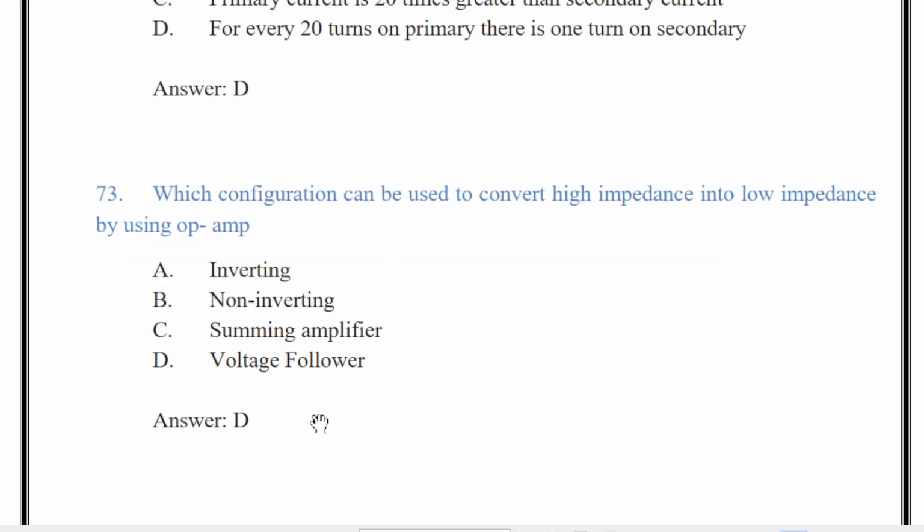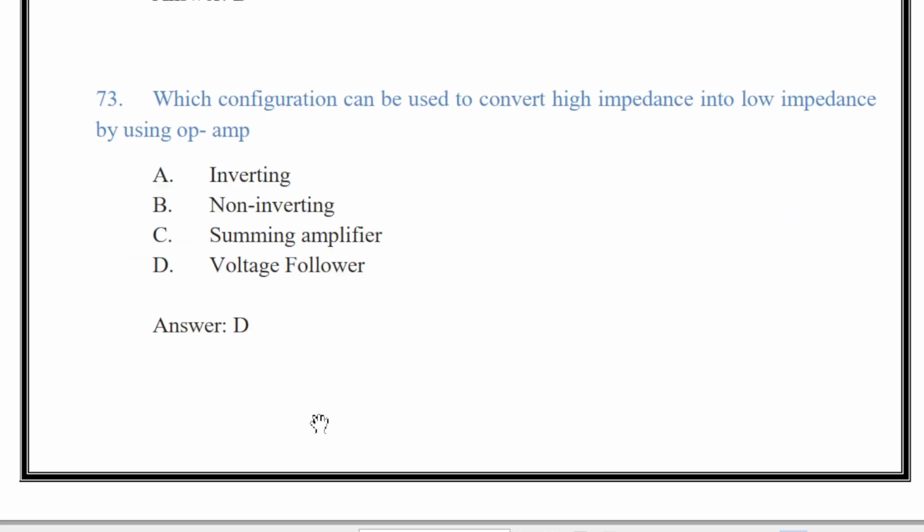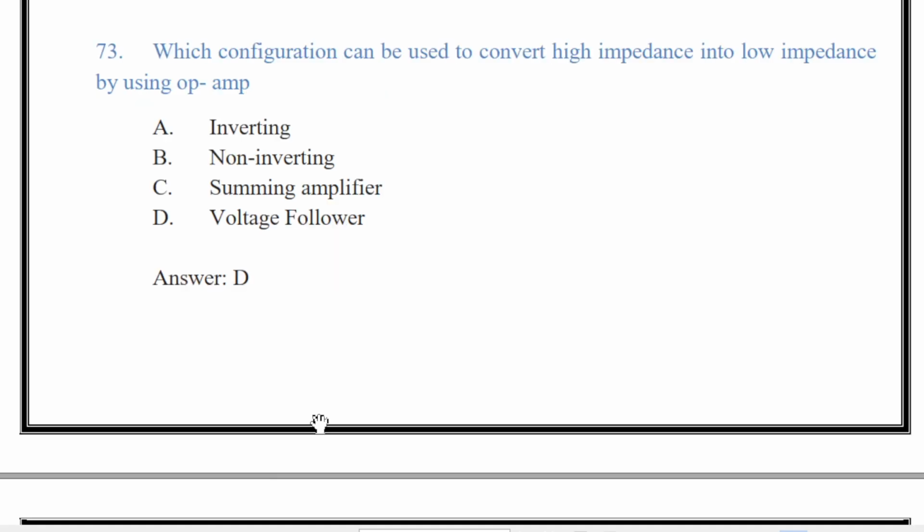Now we come to question number 73. Which configuration can be used to convert high impedance into low impedance by using an operational amplifier? There are 4 options. The correct answer is D, voltage follower.